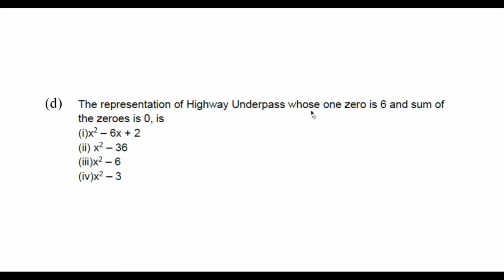The representation of the highway underpass whose one zero is 6 and the sum of the zeros is 0 is: the sum of the zeros is given as 0 and one zero is 6. Let alpha be the other zero. 6 plus alpha is equal to 0, so alpha is definitely minus 6. So the product of the zeros will be 6 into minus 6, that is minus 36. Now form the equation.